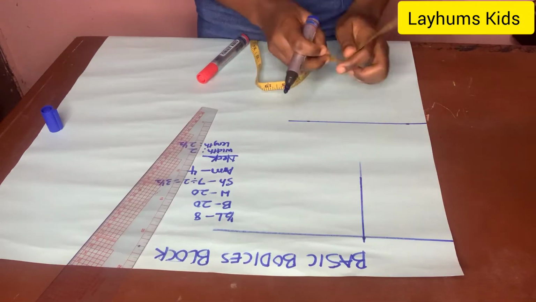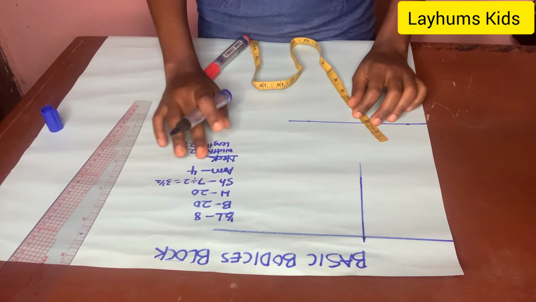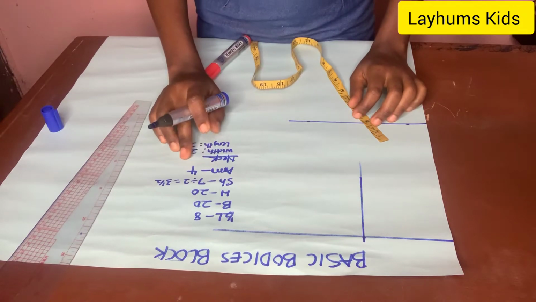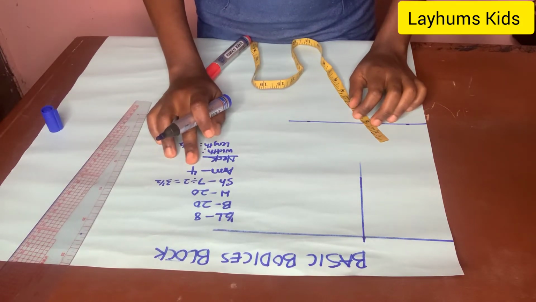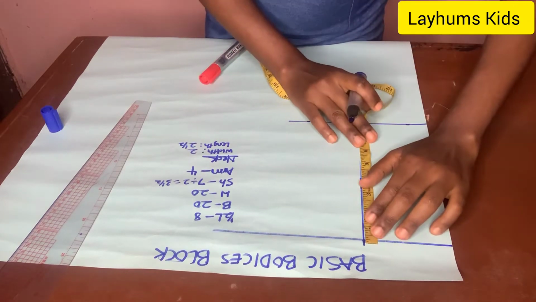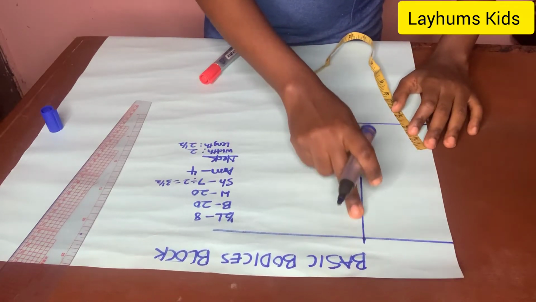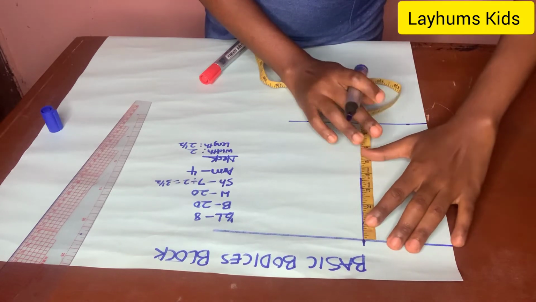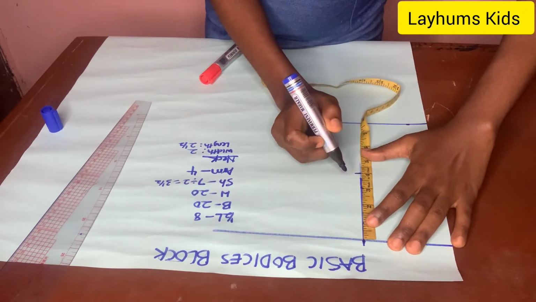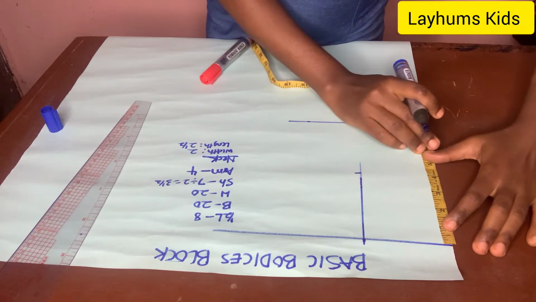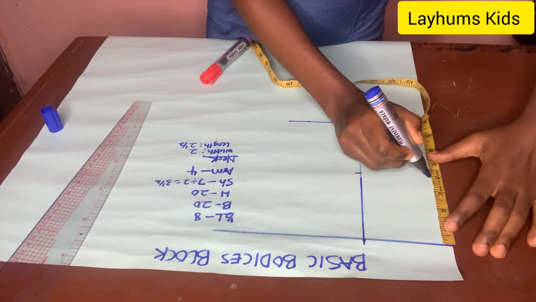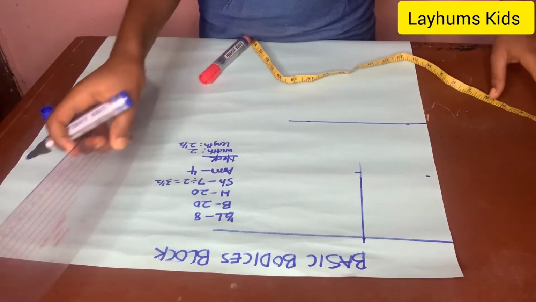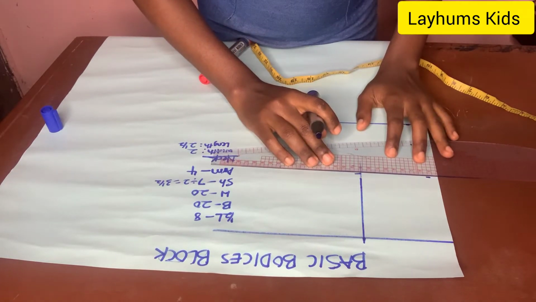The next thing I'll be doing is to mark my armhole. My armhole here is 4 inches. So what I'll do is to mark my armhole on this shoulder line. So from here I'll mark 4 inches, and come here as well and also mark 4 inches, and draw a straight line.